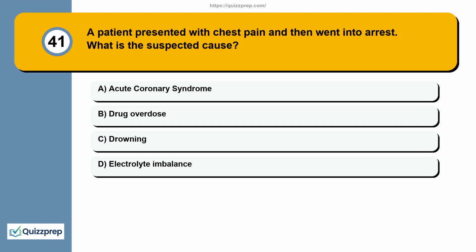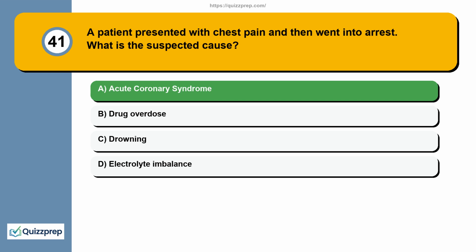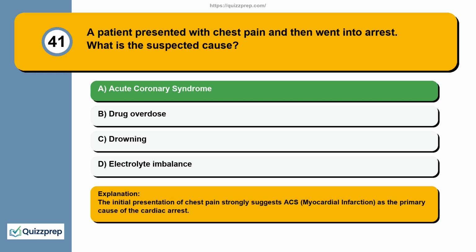Question 41. A patient presented with chest pain and then went into arrest. What is the suspected cause? Acute coronary syndrome, drug overdose, drowning, electrolyte imbalance. The initial presentation of chest pain strongly suggests ACS, myocardial infarction, as the primary cause of the cardiac arrest.